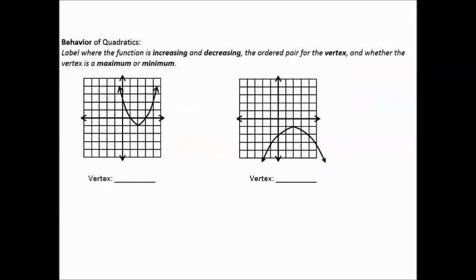So let's take a look at a little bit more of that vertex. So we look at the behavior of quadratics. For these examples, we're going to label where the function is increasing and decreasing, the ordered pair for the vertex, and whether the vertex is a maximum or minimum. So if we remember back to our very first unit, we talked about increasing and decreasing.